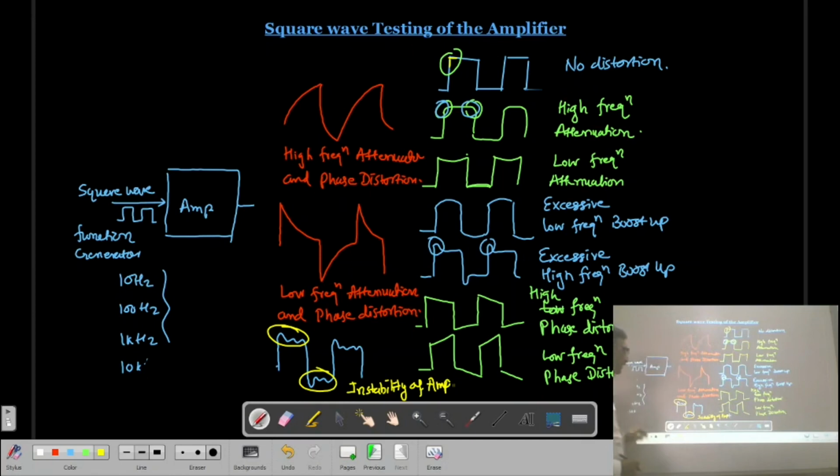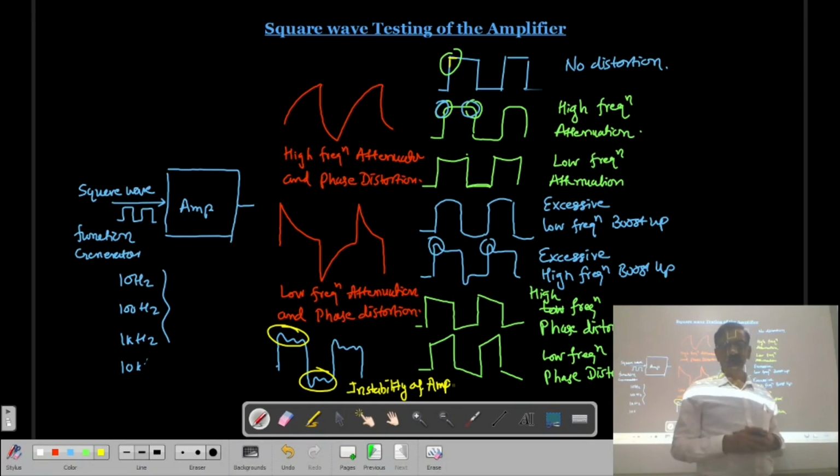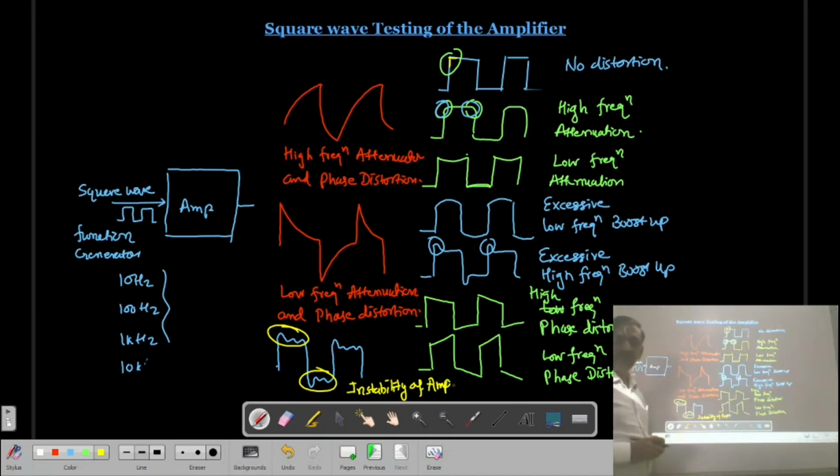Okay? So here you apply a square wave at the input of the amplifier, then you see what is the shape of the square wave in the output of the amplifier. If the shape is like this, then from there you can get the low frequency response as well as the high frequency response of the amplifier. And if there is some kind of phase distortion, then you can also get at which frequency the phase distortion is going to start. So to see quickly the frequency response of the amplifier, square wave testing is very, very important.